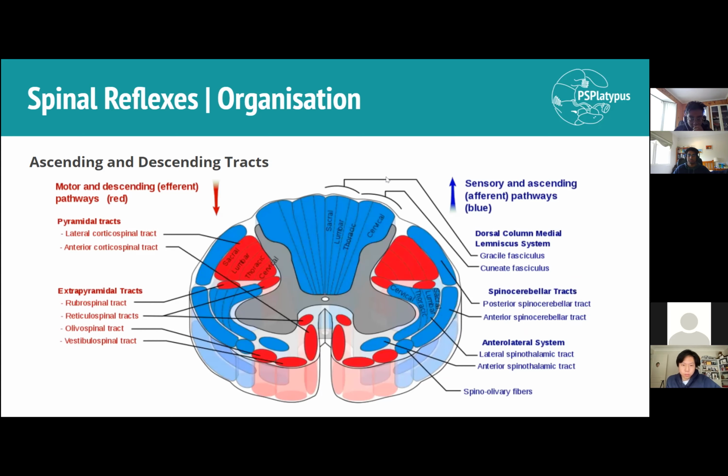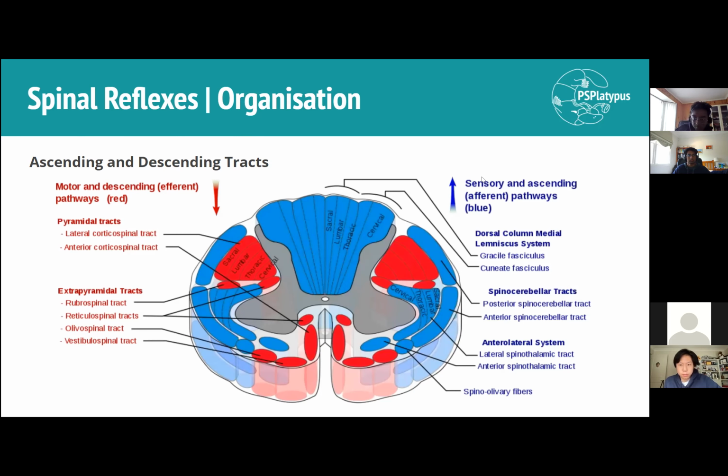So the blue stuff is sensory and ascending pathways. Ascending means it's going towards the brain. So it makes sense for it to be sensory, and it's also called afferent. The descending stuff goes away from the brain, suggesting that it's moving towards probably muscles. So it's motor and descending, or efferent.